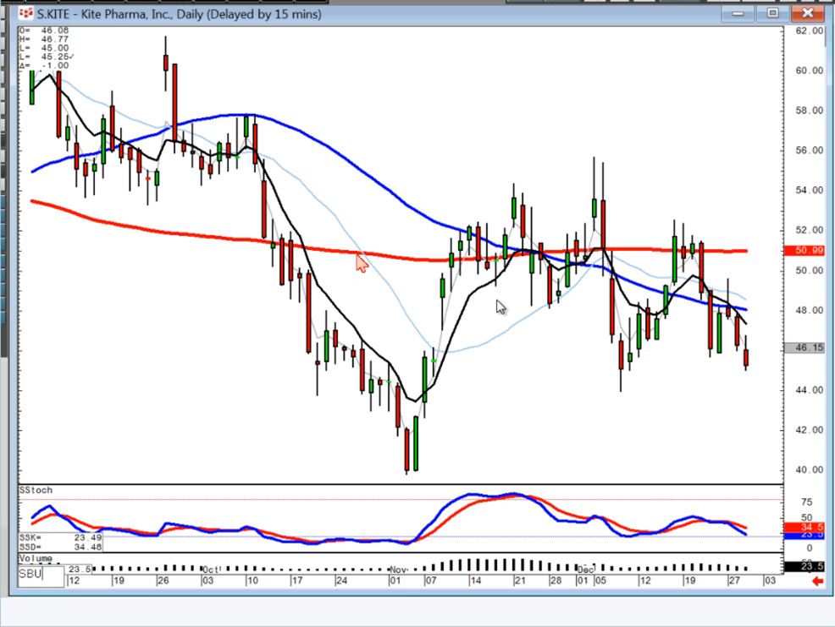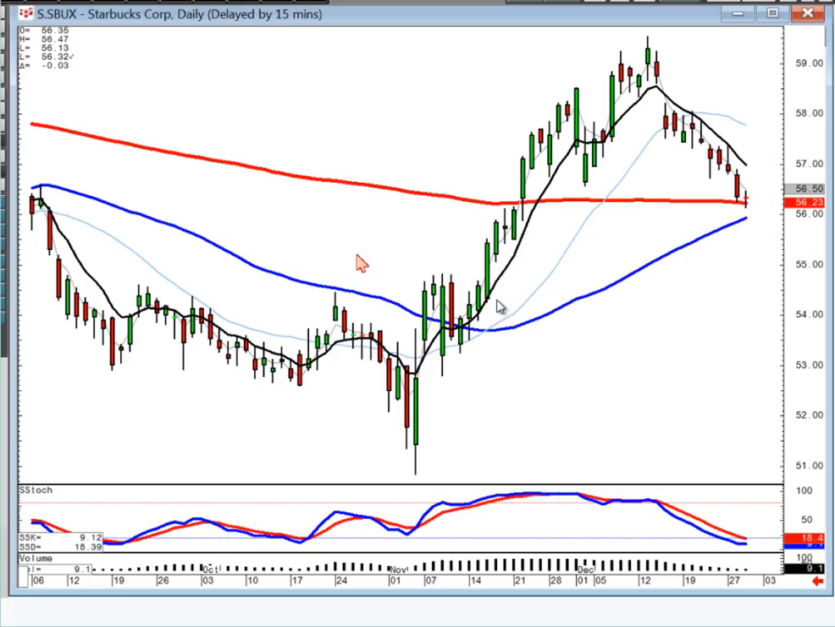Starbucks, you watch to see what they do at this level. A doji right here on the 200. If they open it positive, you cover your short position, but you don't go long until they can get it up through the T line.